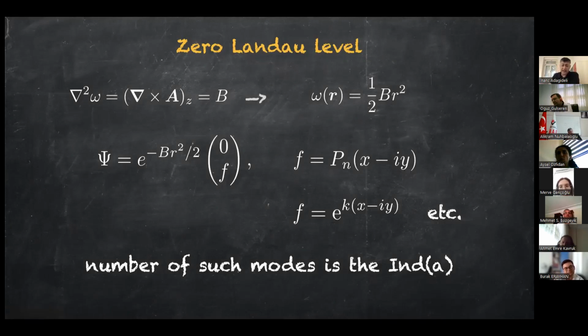And the number of such modes is given by the index of A. Right? This is something that we know. Looking at this index, you can find out our usual rules about the degeneracy of the Landau levels and so on.